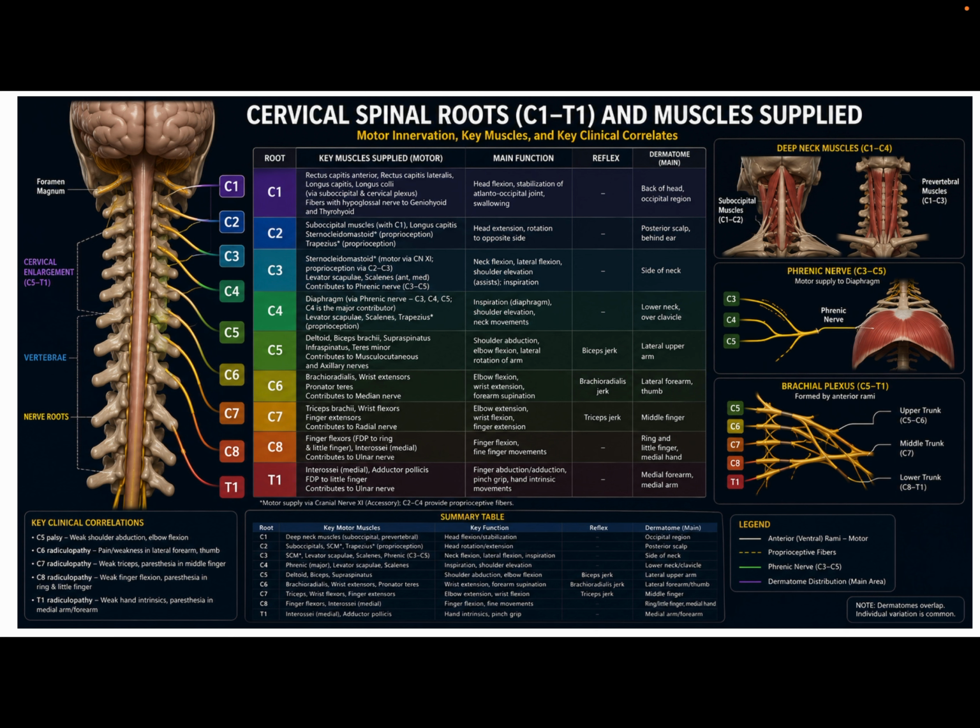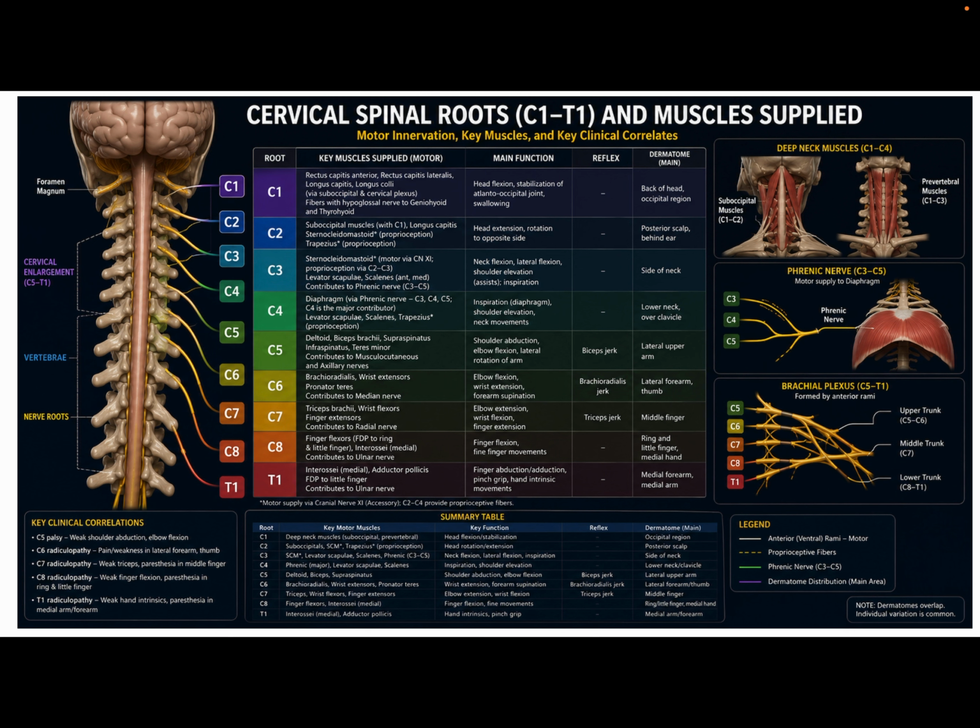C7: weak triceps function with numbness of the middle finger. C8: weak finger flexion with paresthesia of the ring and little finger. T1: weak intrinsic hand muscles with sensory loss over the medial forearm, meaning weakness of the intrinsic hand muscles with sensory loss over the medial forearm.